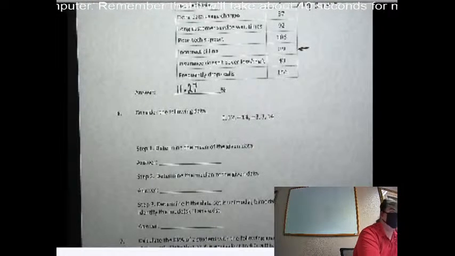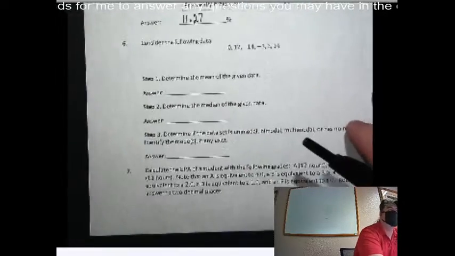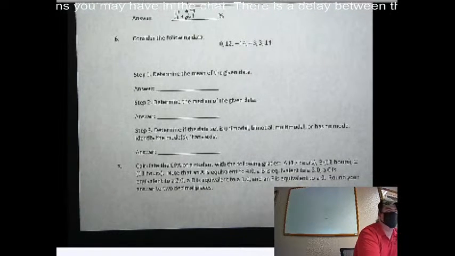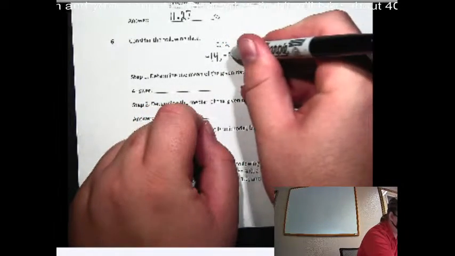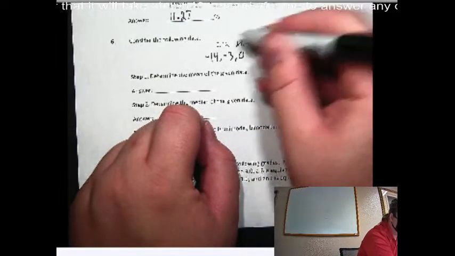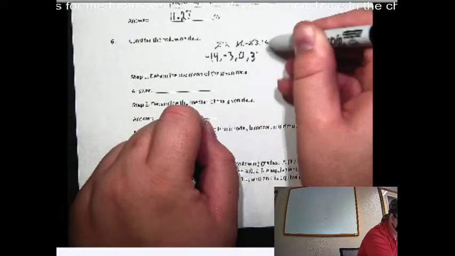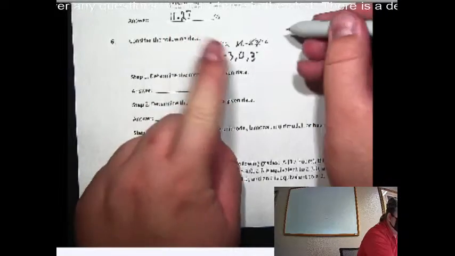Number 6, consider the following data. So we've got a set of data here, and it wants us to give the mean, the median, and the mode if we have a mode. Okay. So let's see. The first thing we ought to do is put this in order from least to greatest. And so we've got, let's see, negative 14, negative 3, then 0, 3, 12, and 14.